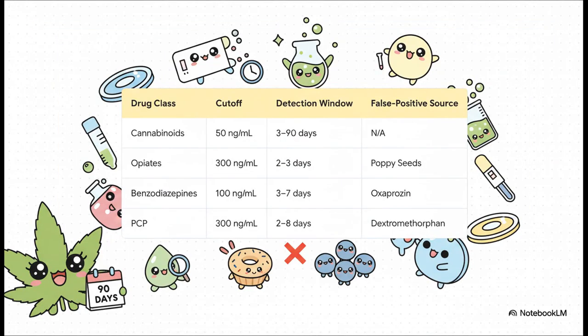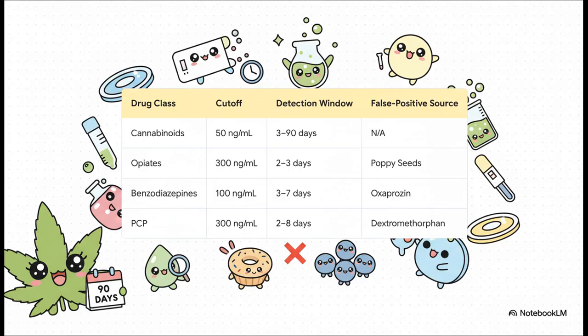Now, this table just gives you a little peek at what we're looking for. I won't read the whole thing, but I want to point out a couple of key things. First, look at that insane detection window for cannabinoids, up to 90 days for chronic users. But even more important, check out that last column, common false positive source. For opiates, something as harmless as poppy seeds can make a screening test pop positive.